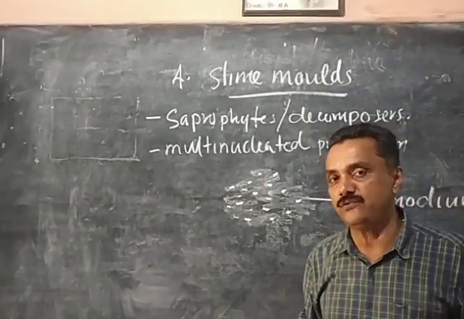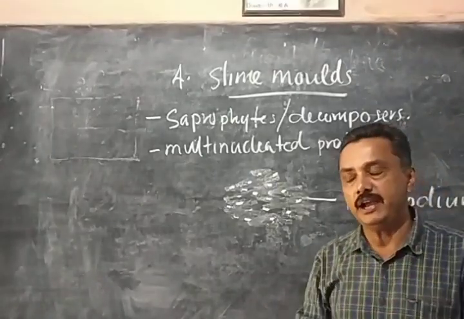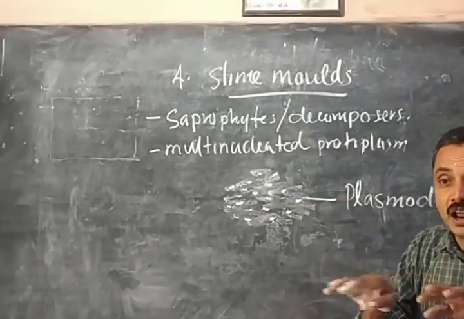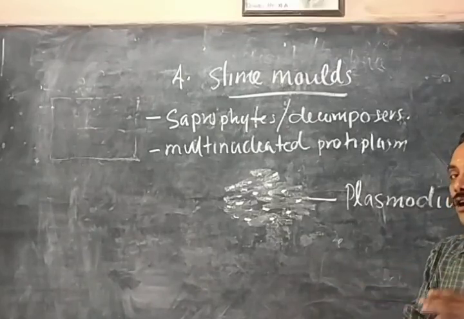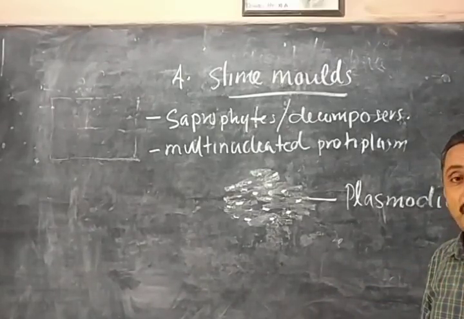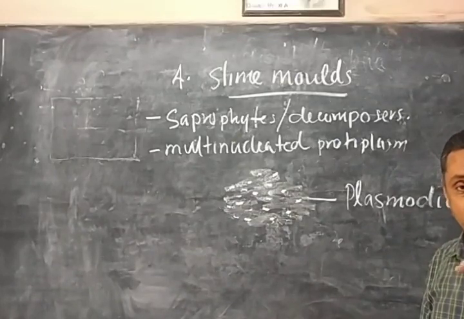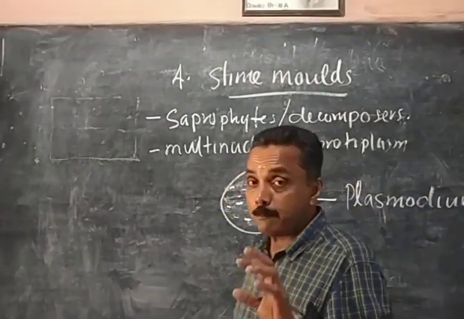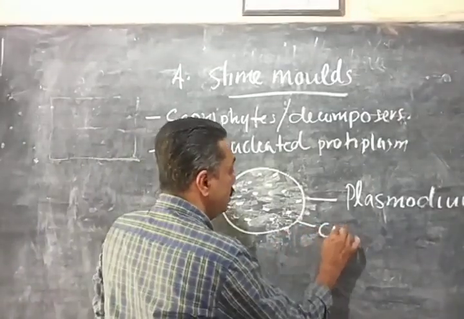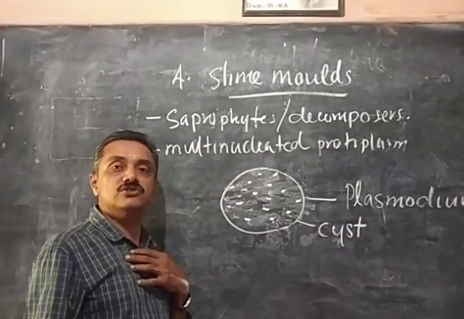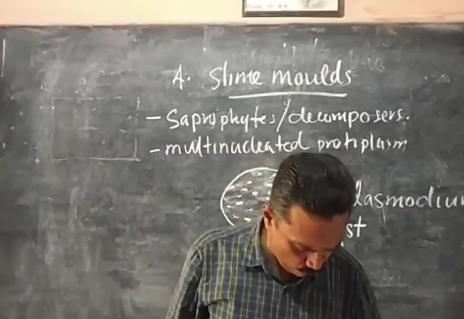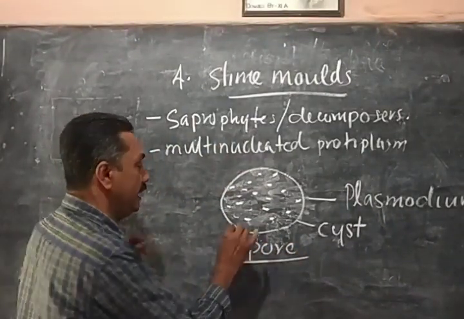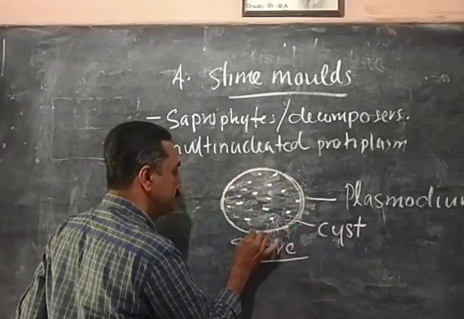It is spreading over the surface, decomposing and absorbing food from dead organic matter. Under favorable conditions, it is spreading, moving on materials, spreading on dead organic materials. But when conditions become unfavorable, conditions become dry, if there is no water, what happens? It will develop a protective covering called a cyst, and this structure is now called a spore, S-P-O-R-E. It will develop a thick covering around that.